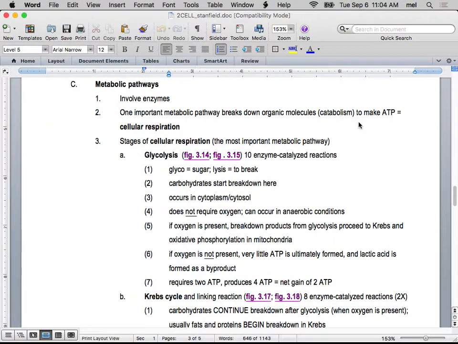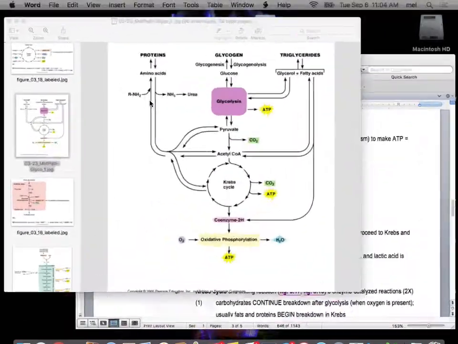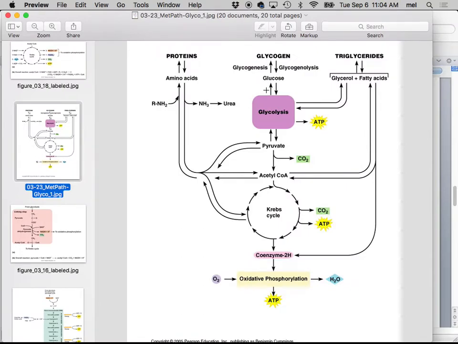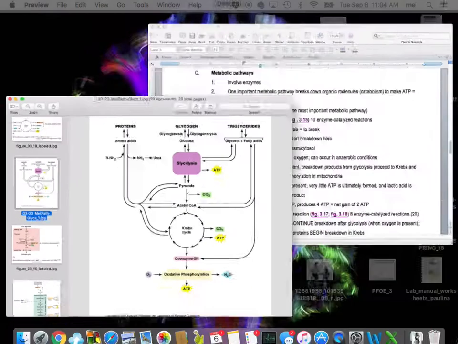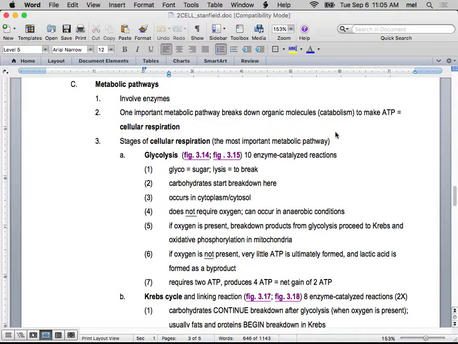So glycolysis is a series of 10 enzyme catalyzed reactions. We're not going to memorize the 10. We're going to memorize what goes into glycolysis and what comes out, and not the 10 intermediate reactions. What goes into glycolysis is glucose or another simple sugar. If you are a starch or something, you need to be broken down to a simple sugar before you can go into glycolysis, and that's not very difficult to do. So this is where all of your carbs start their breakdown, which is in glycolysis.